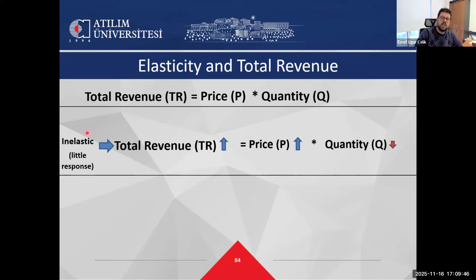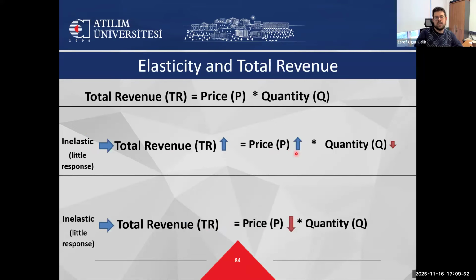So what we see for inelastic goods is that when the price level increases, total revenue increases. For a price decrease for an inelastic good, this time total revenue falls. You see the falling part is greater than the increased part, so the winner is the decreasing part.